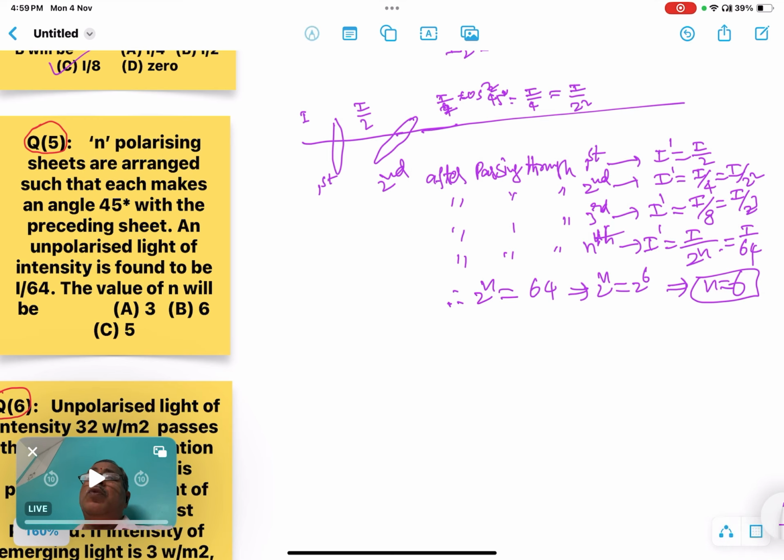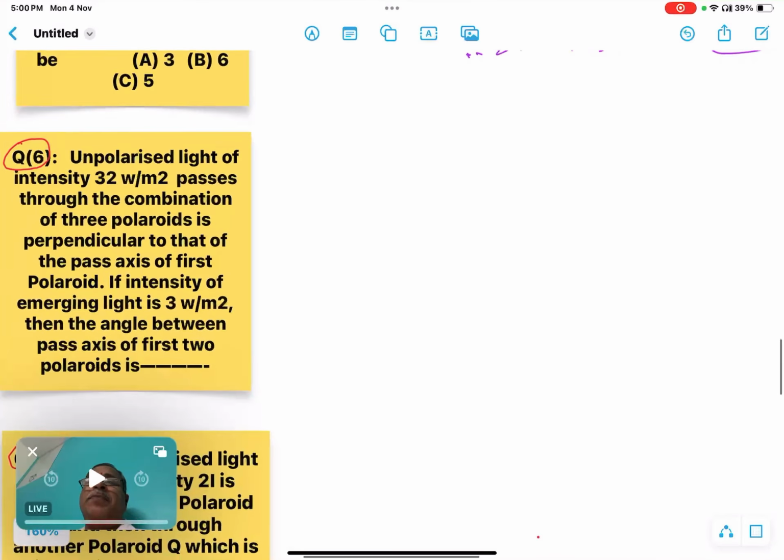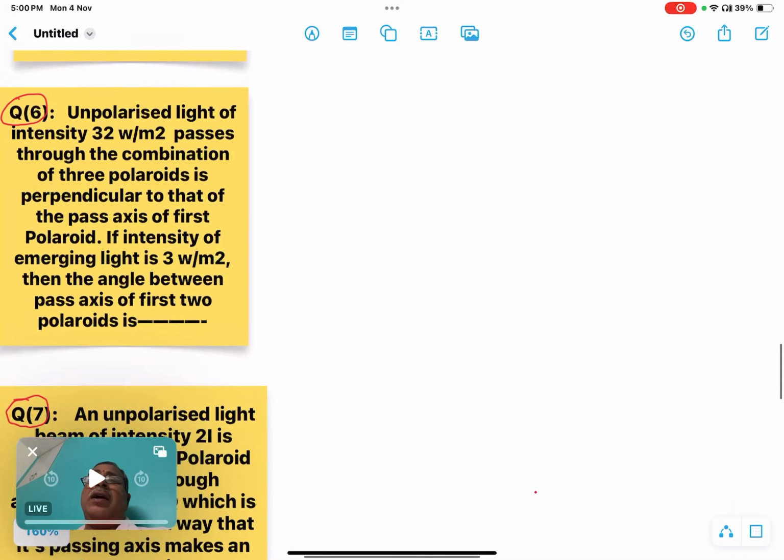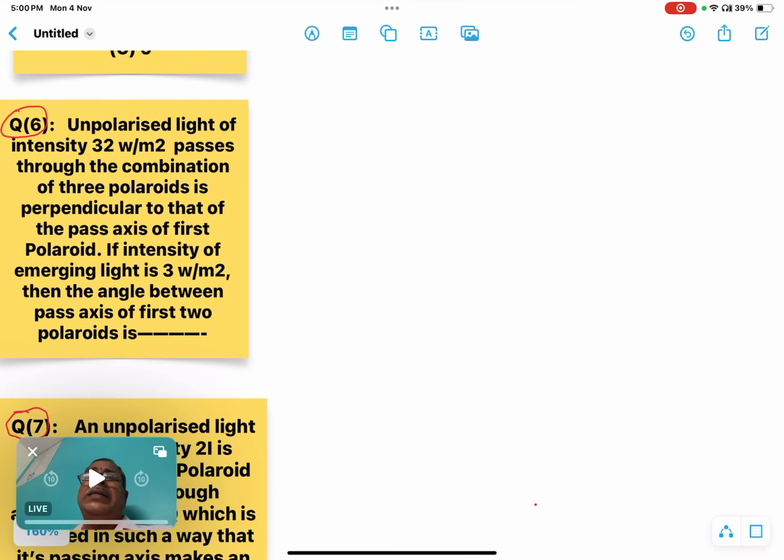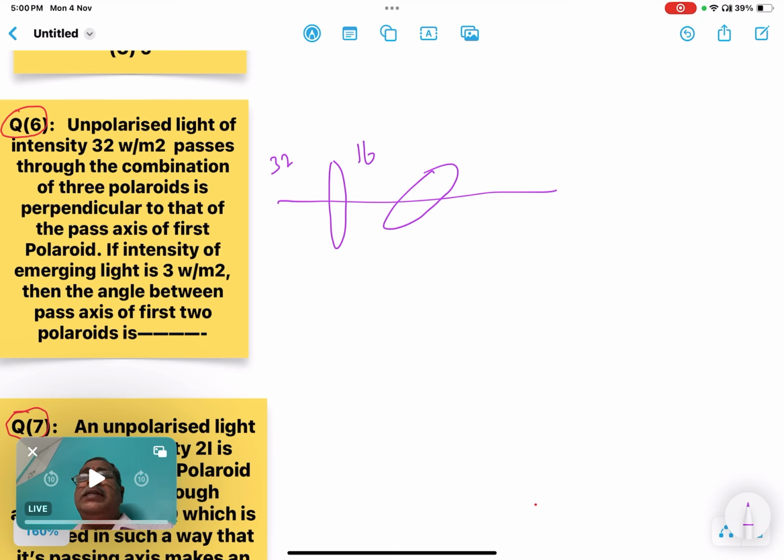Now let us move quickly to the sixth question. Polarized light of intensity 32 watt per meter square passes through the combination of three polarized sheets. Again, let us draw three polarized sheets now. First sheet here, this is the second sheet here. This is first, 32. Now 32 becomes 16 here, half of the intensity. And the pass axis of the first polarized sheet, if the intensity of the emerging light is 3 watt per meter square, the combination of three Polaroids is perpendicular to that of the first Polaroid.